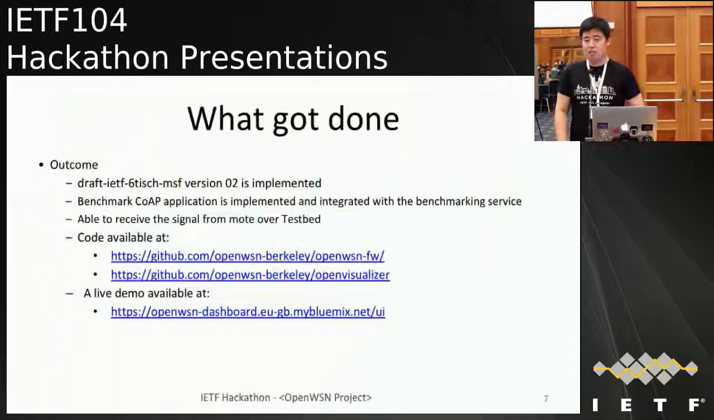So after this two-day hackathon, what we got is that MSF version 02 is implemented. And for the benchmark, we created a CoAP application, and it can interact with the benchmark service and communicate with the mote, getting the data from the mote which is running the 6TiSCH implementation. Our code is available at the link, and we have a live demo on this link.